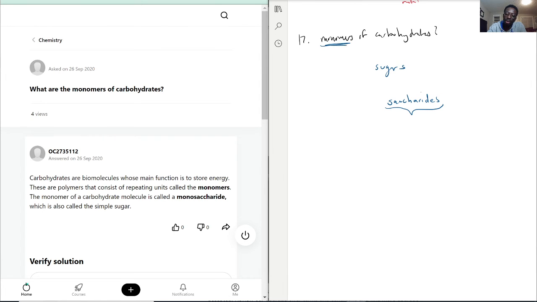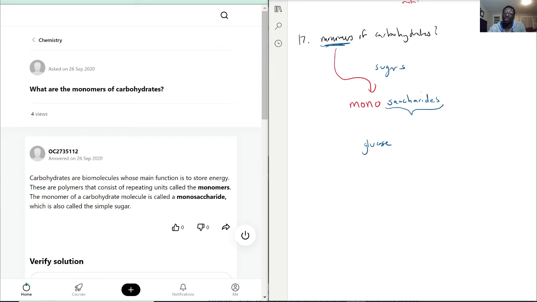If you wanted a monomer of it, which is in a sense a non-repeating single unit of a carbohydrate, aka a sugar or a saccharide, you would need to add the prefix mono in front of it, and that would give you the monomer of a carbohydrate, which would be monosaccharides. An example of a monosaccharide, if I remember correctly, would be glucose. Glucose is an example of a monosaccharide.